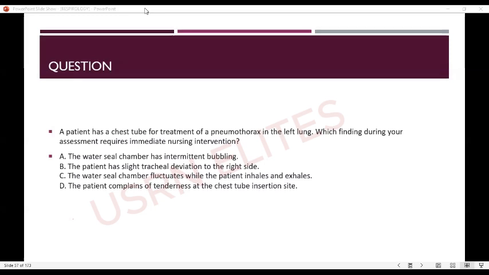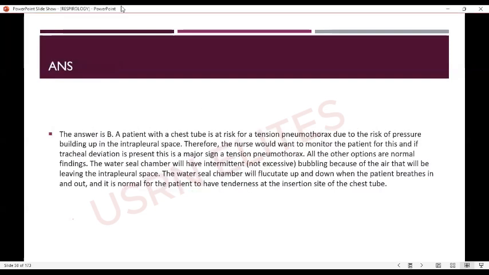And I made mention earlier, the other time we met, that tension pneumothorax is a life-threatening condition, right? So when we are seeing a tracheal deviation to the right side, this will mean that the pneumothorax is now becoming complicated and it's becoming a tension one, which needs immediate intervention. So that makes B the right answer. All right. So the answer is B. A patient with a chest tube is at risk of tension pneumothorax due to risk of pressure building up in the pleural space. Therefore, the nurse would want to monitor the patient for this.